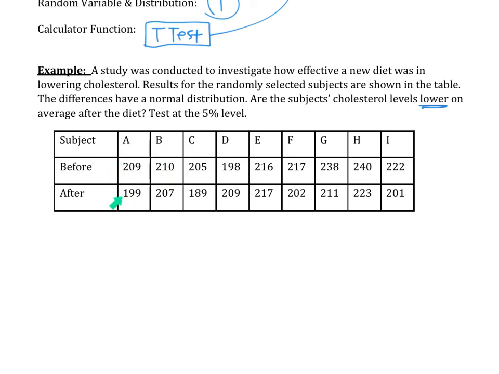So again, each person's cholesterol level was measured twice, before this diet and after this diet. So let's say this is L1 and this is L2. So again, what we care about here is how much they improved, or how much the cholesterol level has gone down. So we're going to create this list L3. Basically, that's the difference, L2 minus L1. So after minus before. So look at person A: started from 209, went down to 199. Nice. Lost 10. So it's going to be 199 minus 209, so we're going to get negative 10.